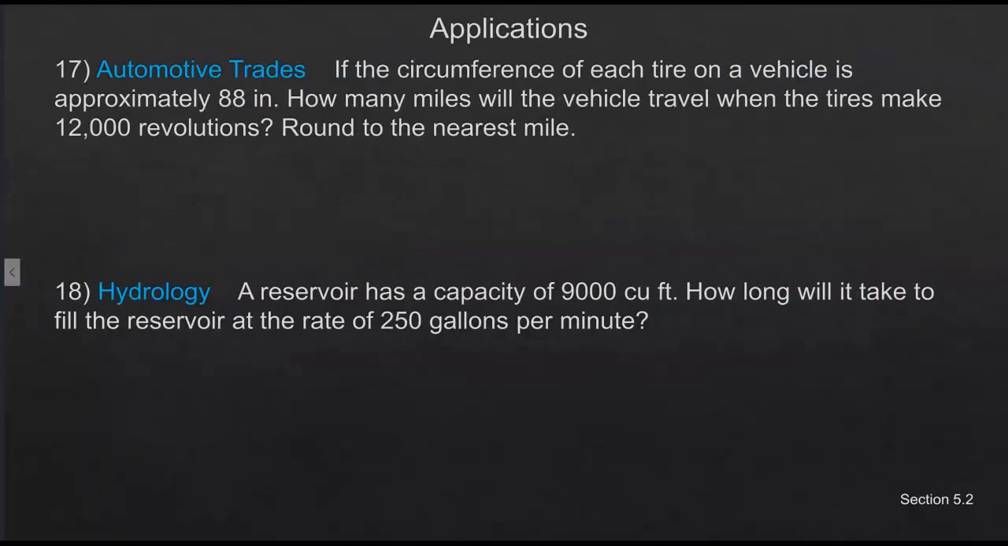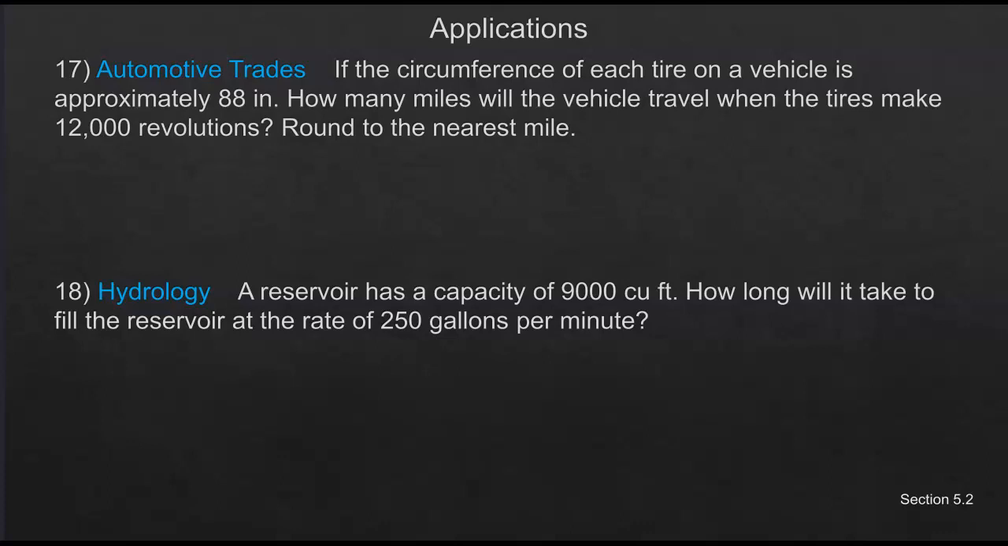Okay, we just have 2 more, and these are a couple of word problem conversions. The first one says, if the circumference of each tire on a vehicle is approximately 88 inches, how many miles will the vehicle travel when the tires make 12,000 revolutions? So we're going from inches to miles. Now we don't happen to have inches to miles on our conversion chart, so we're going to convert inches to feet and then feet to miles.